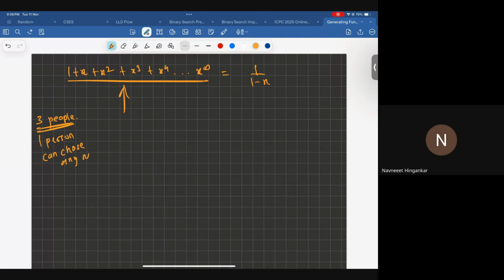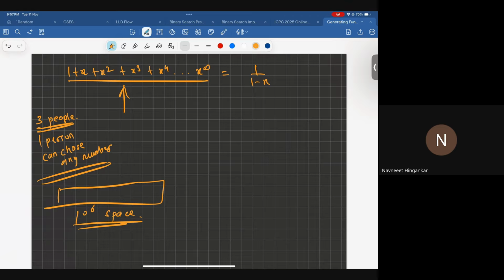So how would I write in terms of array? I can't write in terms of array, right? Because array is kind of like maximum 10 to the power 6 space. I can't write in array. So what I do, I write it like this. But I can't even write it like this, because if I write it like this, there are infinite terms.